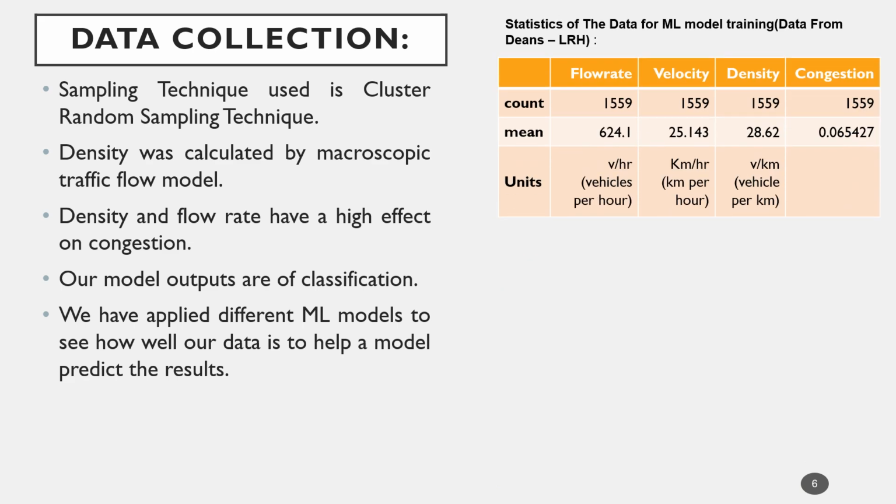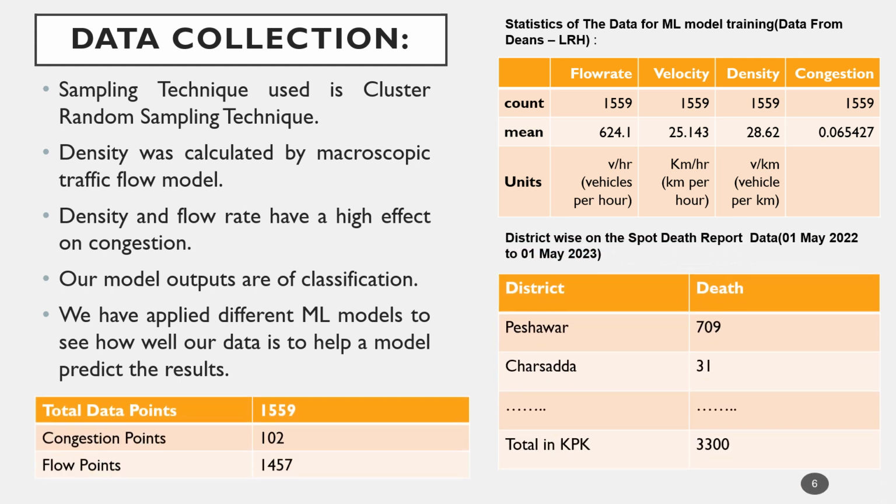Well, these are some statistics of our data. The total count is 1,559, and this is the mean. And here you can also see the units of these variables or parameters, and congestion has no unit, so the unit section is empty.